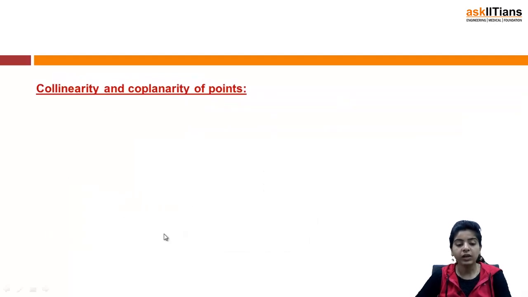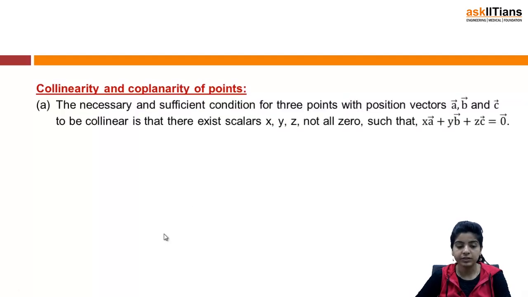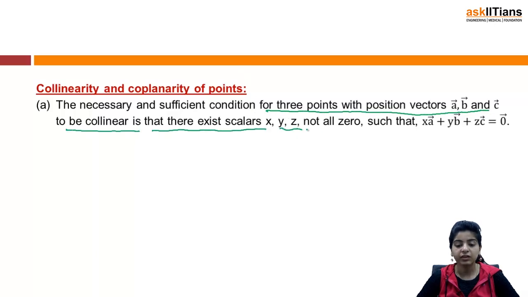Okay, now we have collinearity and coplanarity of points. The necessary and sufficient condition for 3 points with position vectors a, b and c to be collinear is that there exist scalars x, y, z not all 0 such that xa plus yb plus zc is the 0 vector. So this is the necessary and sufficient condition for 3 points to be collinear, that there will exist some constants x, y, z not all 0 such that xa plus yb plus zc would be equal to 0.